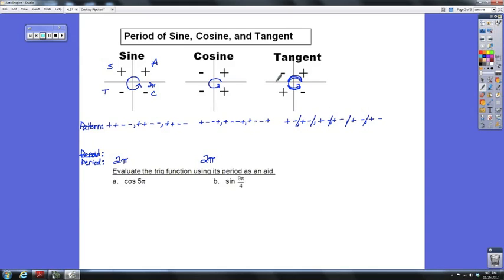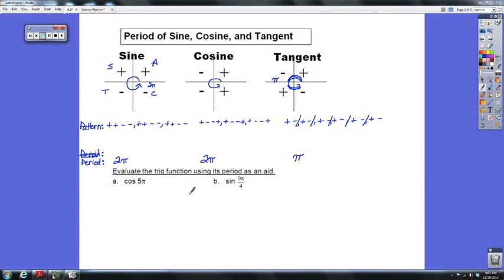And half the way around the circle is pi. So for tangent, your period is pi instead of 2 pi. We'll talk about this a lot more later. It might be a little confusing now, but it'll make more sense when we start graphing these later.